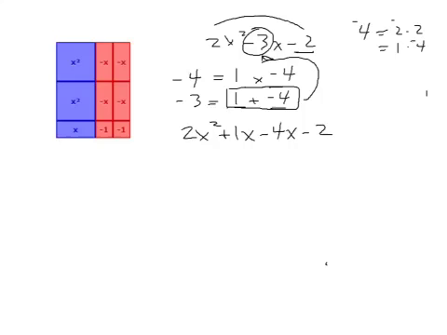So we multiplied, found our values, replaced the middle term. Now you should be able to see something familiar. This is the stage called factor by grouping. Here you'll see we've got the greatest common factor of x. When we pull it out, we get 2x plus 1.